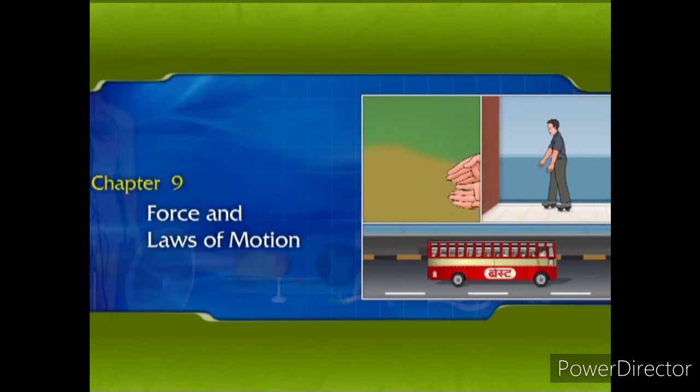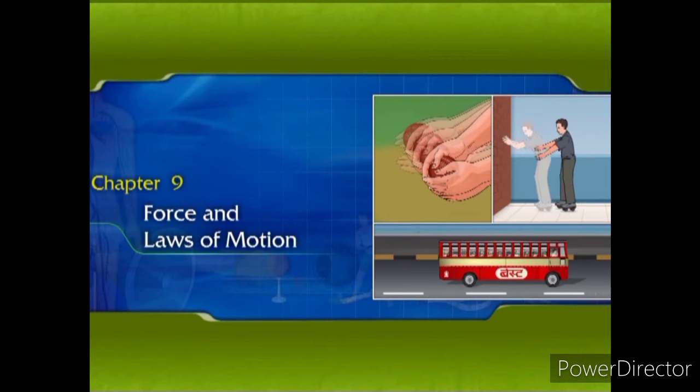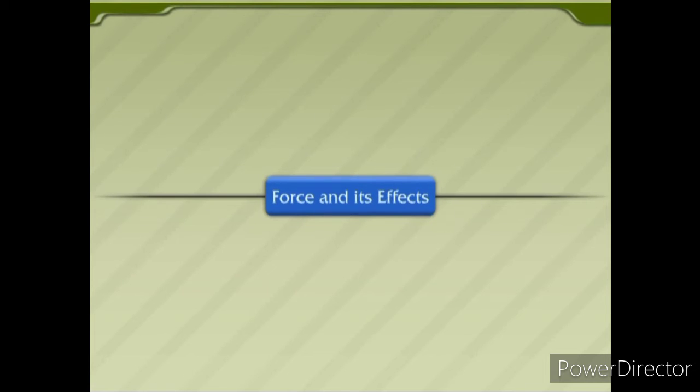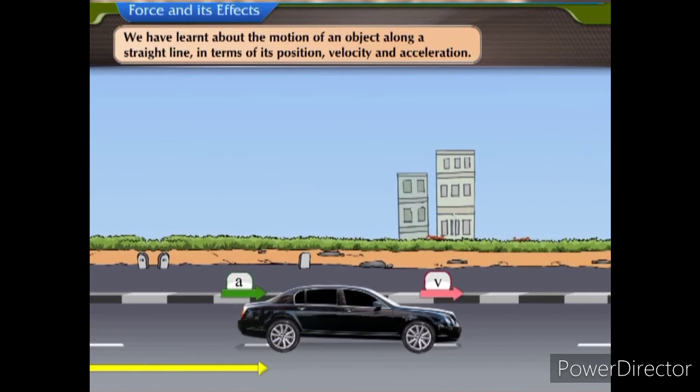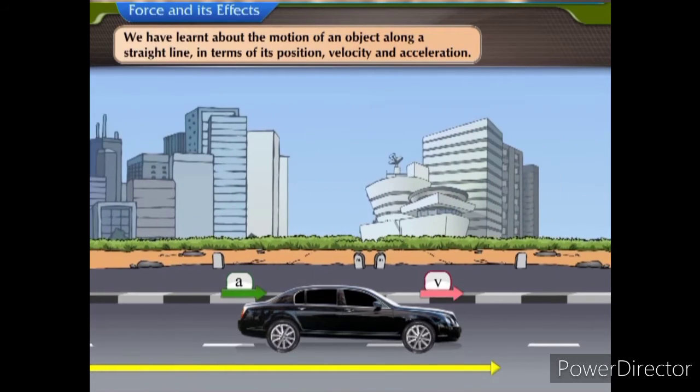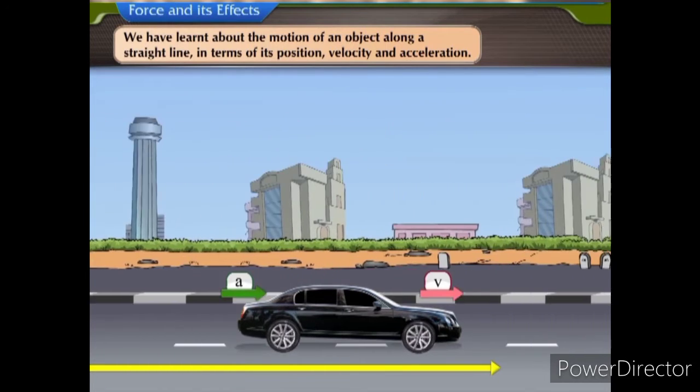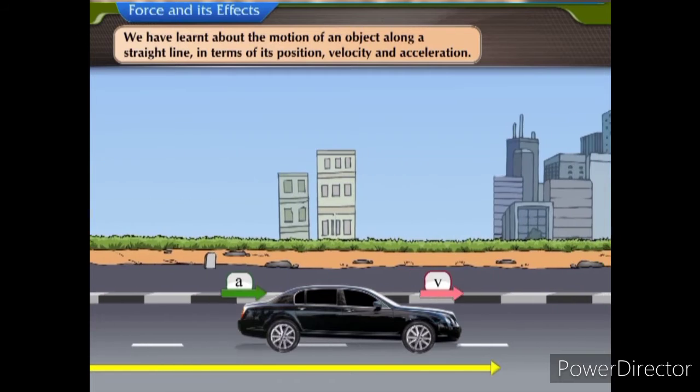Chapter 9, Force and Laws of Motion. Force and its effects. We have learnt about the motion of an object along a straight line in terms of its position, velocity, and acceleration.